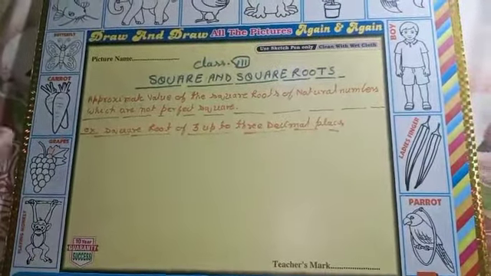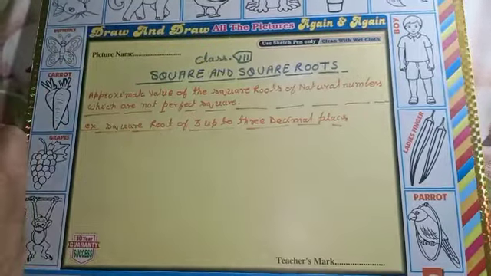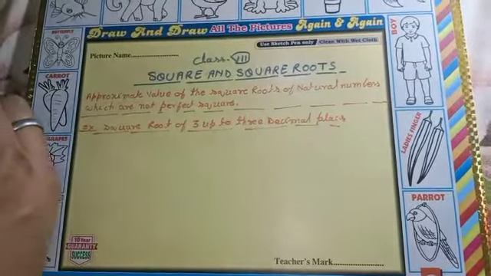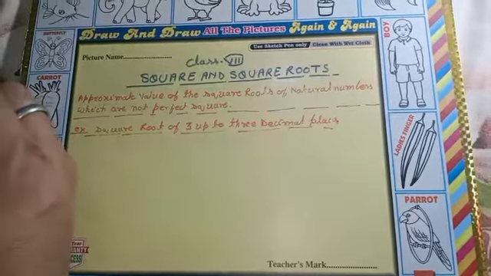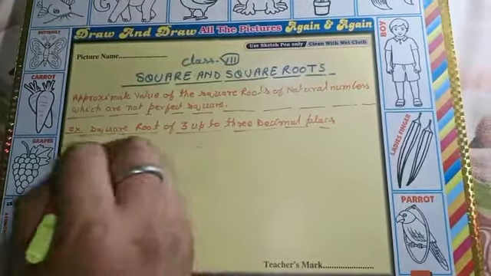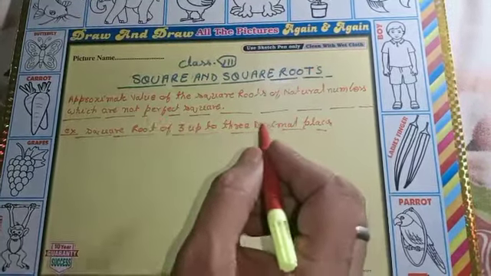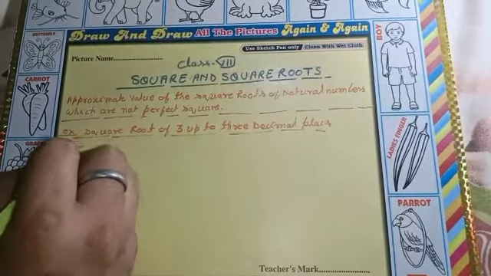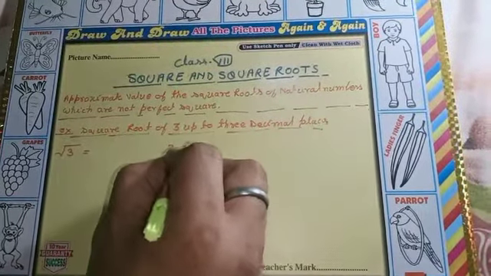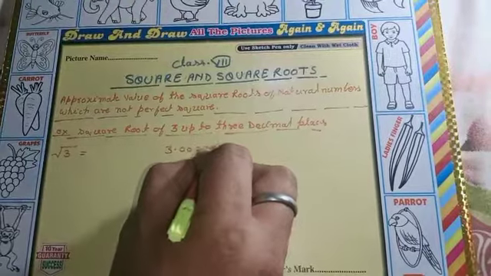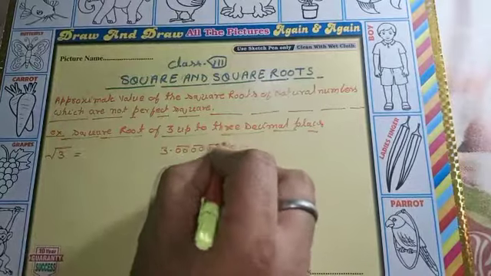So the question is to find the square root of 3, where 3 is not a perfect square number, up to 3 decimal places. For 3 decimal places, we make 4 pairs of zeros after the decimal. So the square root of 3.0000. Here is the first pair, second pair, third and fourth pair.